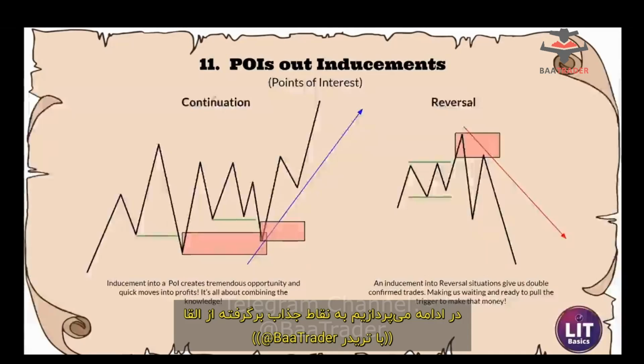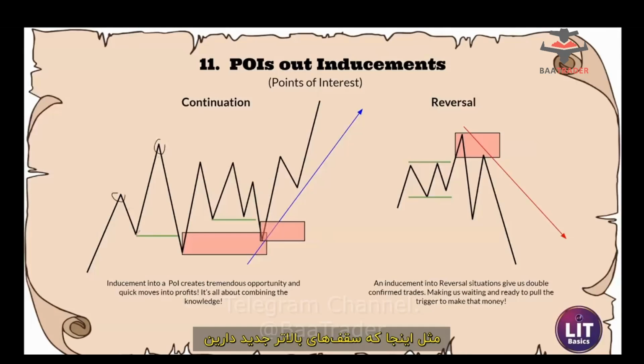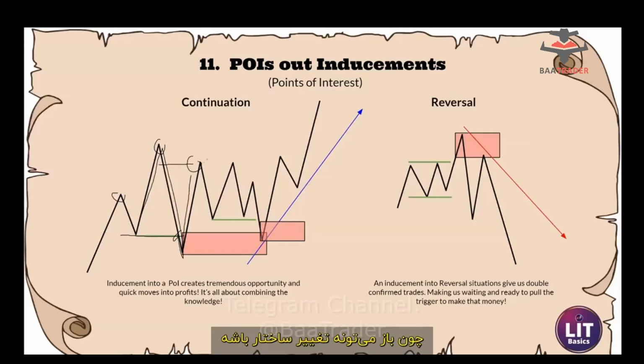Then we dig into the point of interest out of inducements. That's where you can also very easily get these points of interest done when you just look at where these inducements trap the market. It can be something easy like, okay, you're having your higher highs, and here it's trapping again some sort of directional shift.